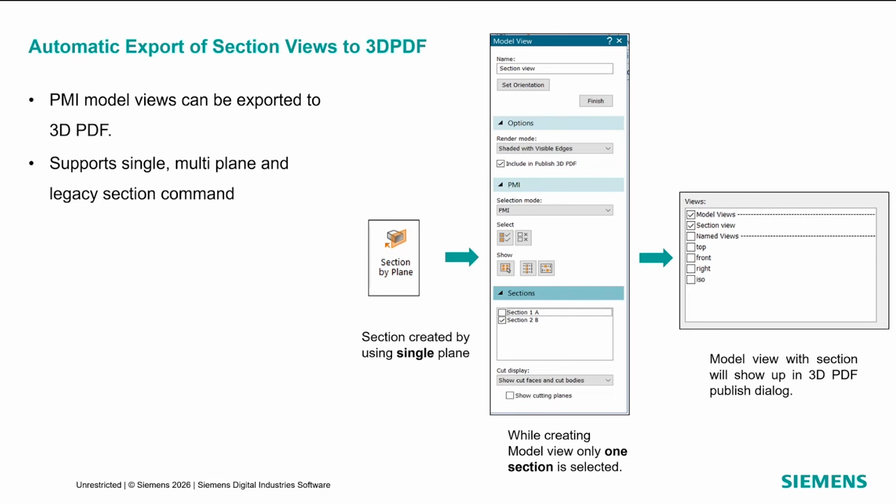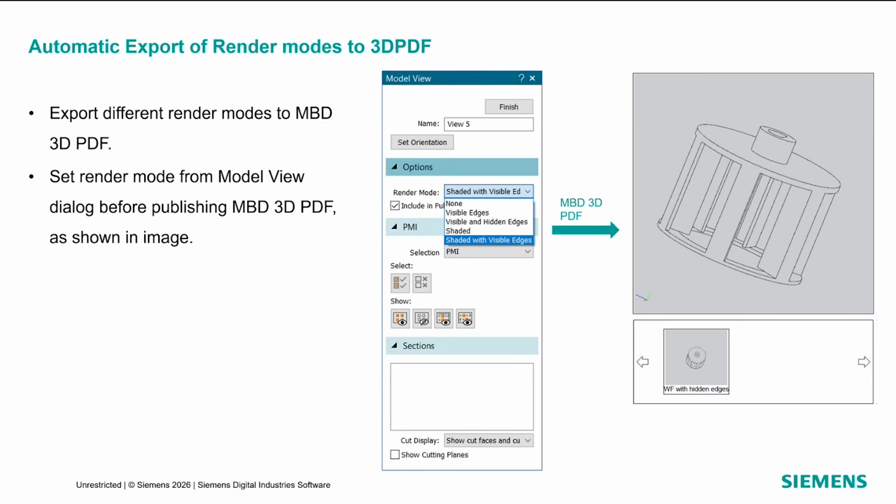And also section views will go on to other Designcenter applications as well. So if you make a section view inside Designcenter Solid Edge and you want to move it down to Designcenter itself, you can go ahead and do so, and the section views will come through for interoperability. Render styles also go through to 3D PDF as well. This is something we've added in the past couple of releases.